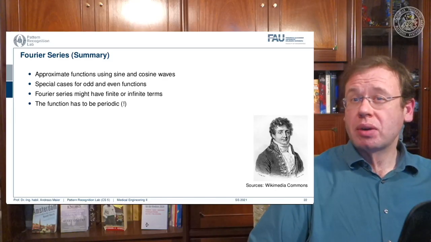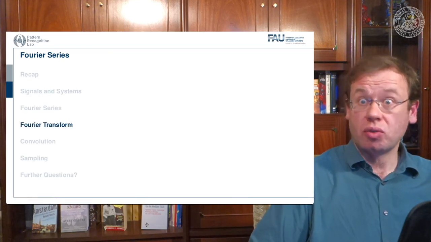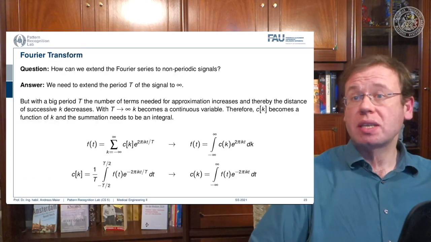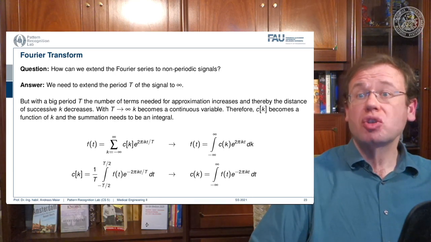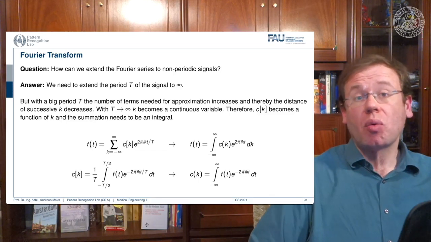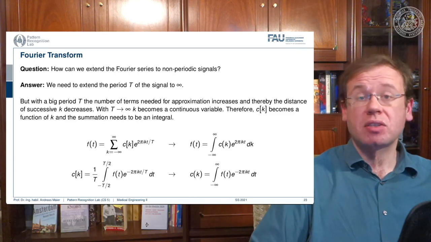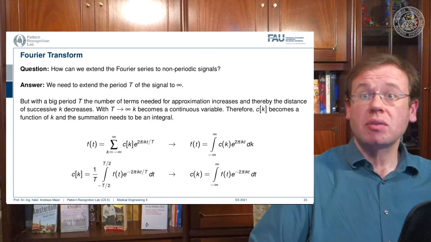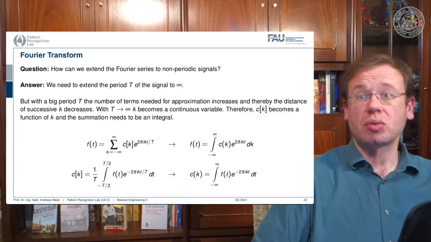Now, this periodic thing bugs us a little bit. So this is why we want to switch over to the Fourier transform. And the Fourier transform addresses this question: how can we extend the Fourier series to non-periodic signals? So the answer is, well, we extend the period simply from T to infinity. And then it can be non-periodic, because one period length is just infinitely long, and in an infinitely long period you can represent every signal. So why not just do that?